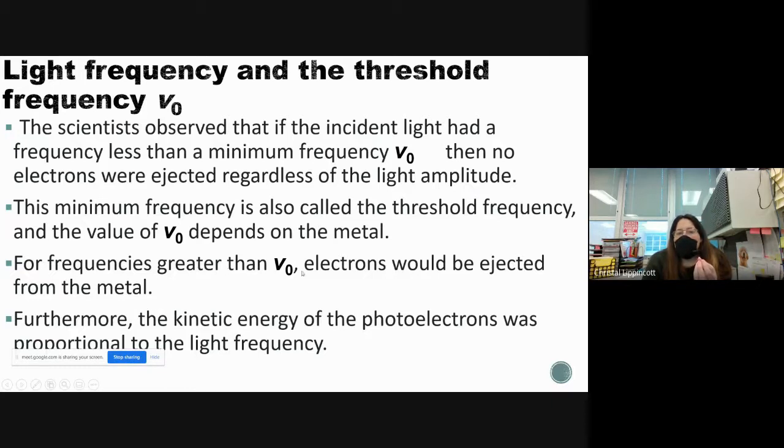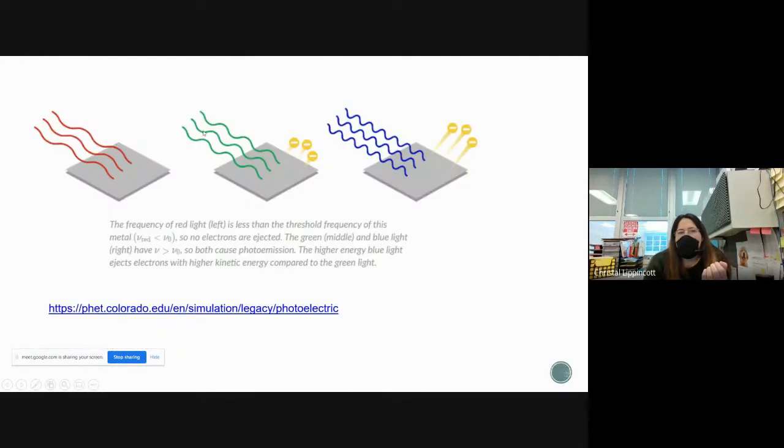And for frequencies greater than that, of course, they're going to cause that metal to move those electrons off. So the more kinetic energy the photoelectrons have, it's proportional to the light frequency. What they're saying is the frequency of light comes in, you can measure the energy of these electrons. The higher the frequency, the more kinetic energy these electrons are going to move with.